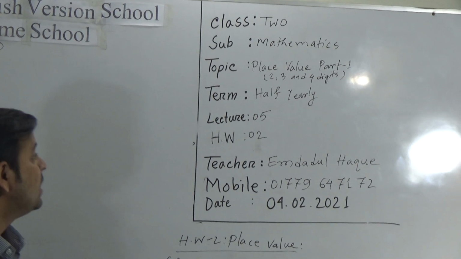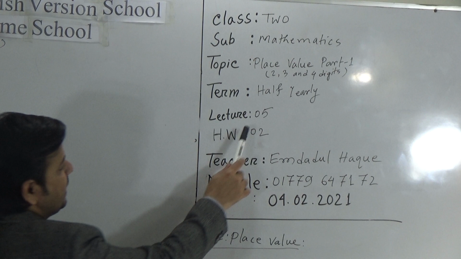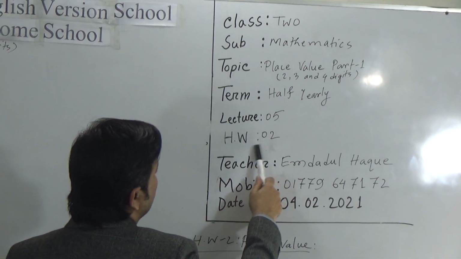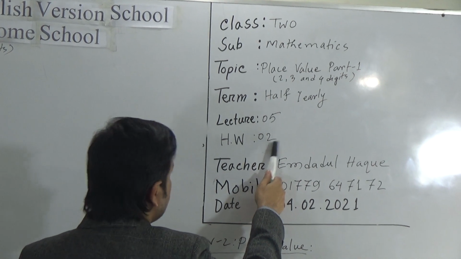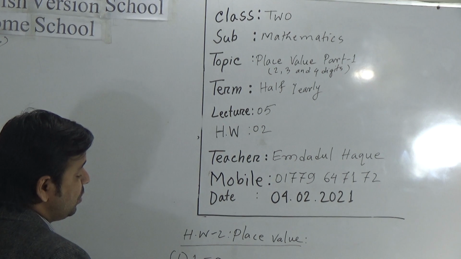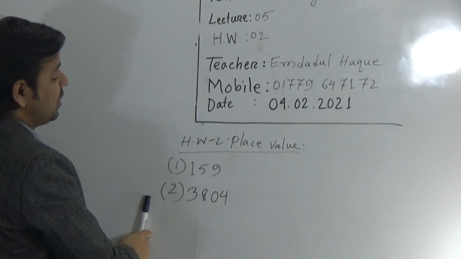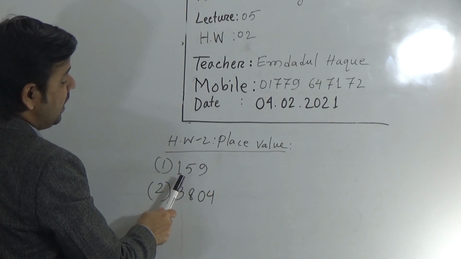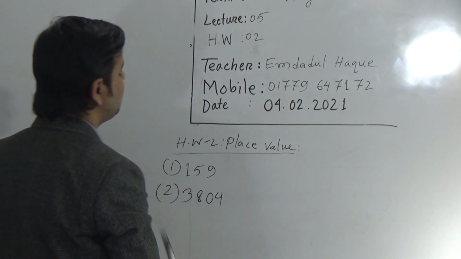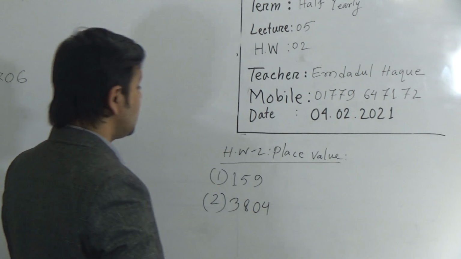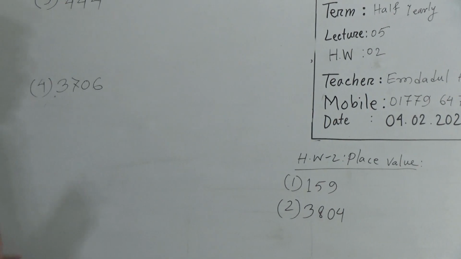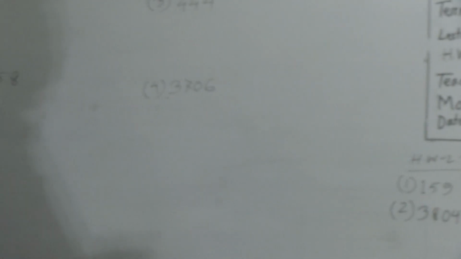Okay, dear students, this is our 5th lecture, and from this lecture I have given your homework. This is homework 2, and in this homework I have given 2 numbers here. You will show the place value of the digits of these 2 numbers. First one is 159, second one is 3804. Okay, dear students, at first see our today's class, then you will be able to do your homework following our class.